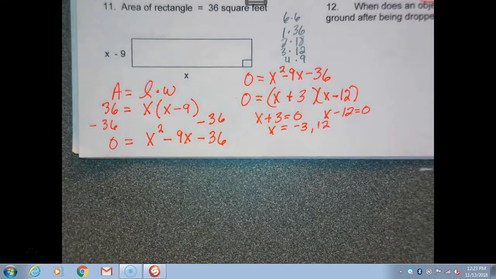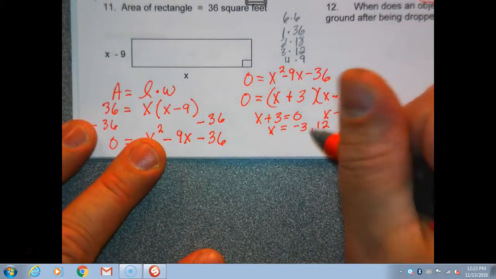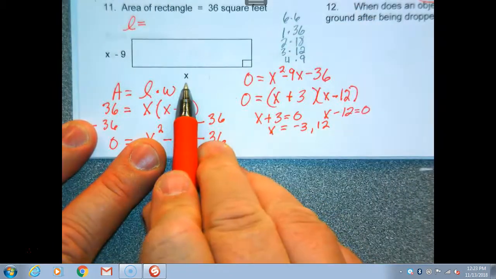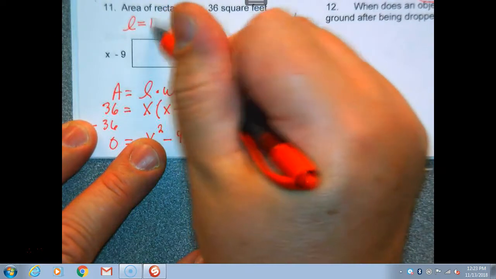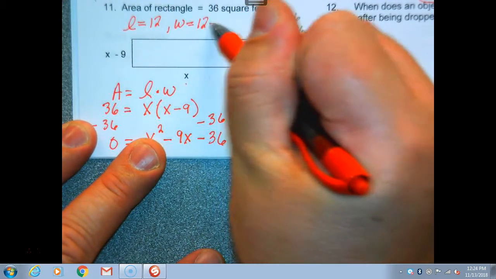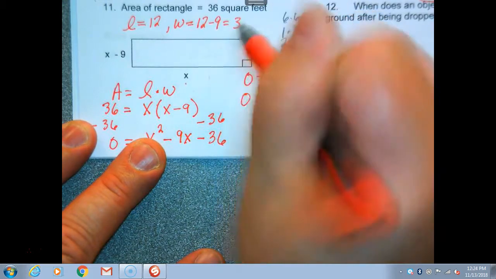Which one do we want? It's a dimension. Yeah, we have to use 12 because you can't have a negative dimension. So my length is 12. My width is 12 minus 9 or 3.